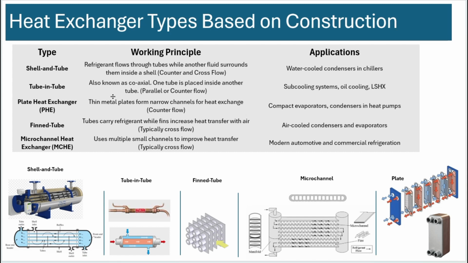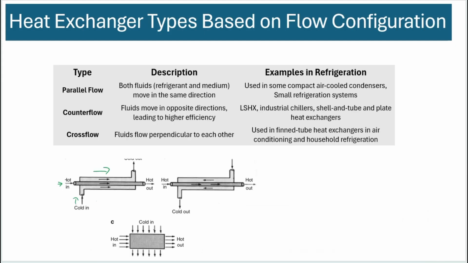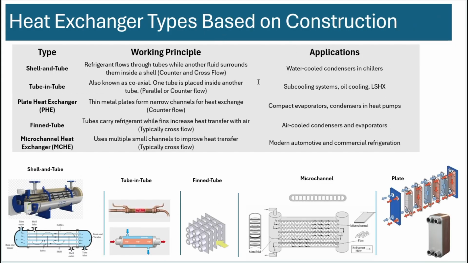Now, these are some of the examples of heat exchangers based on construction. The first classification was based on the flow configuration. Now we are talking about classification based on construction. Shell and tube: the name describes what it is. There are a lot of tubes inside a shell.